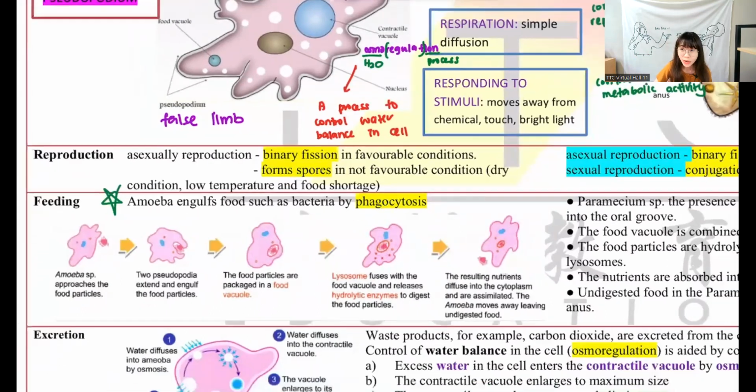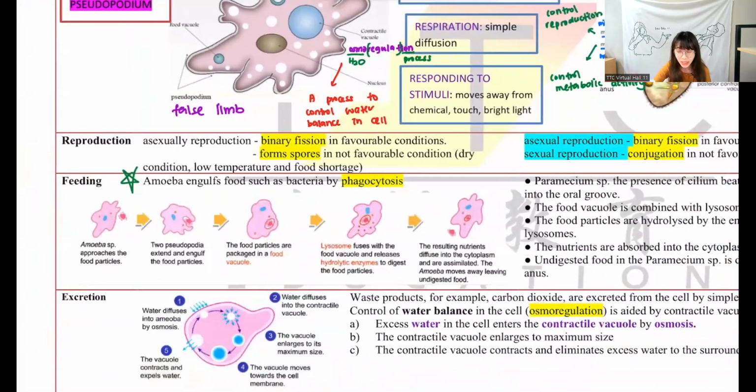So back to this phagocytosis. This one is very important. The exam always asks about phagocytosis. Okay, imagine I am one amoeba. I want to eat food. Imagine I want to eat McDonald's. I have to go to McDonald's, right? The food will never come to me. I have to go to the food. So how do I go to the food? I will extend my hand.